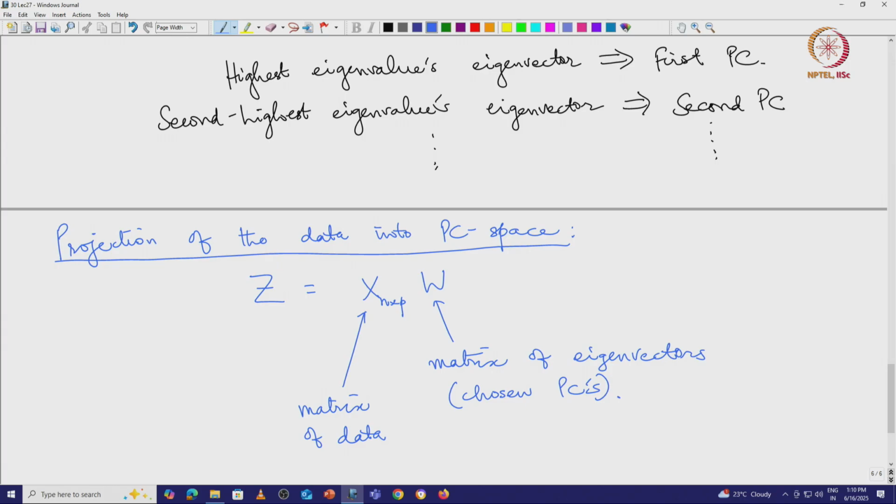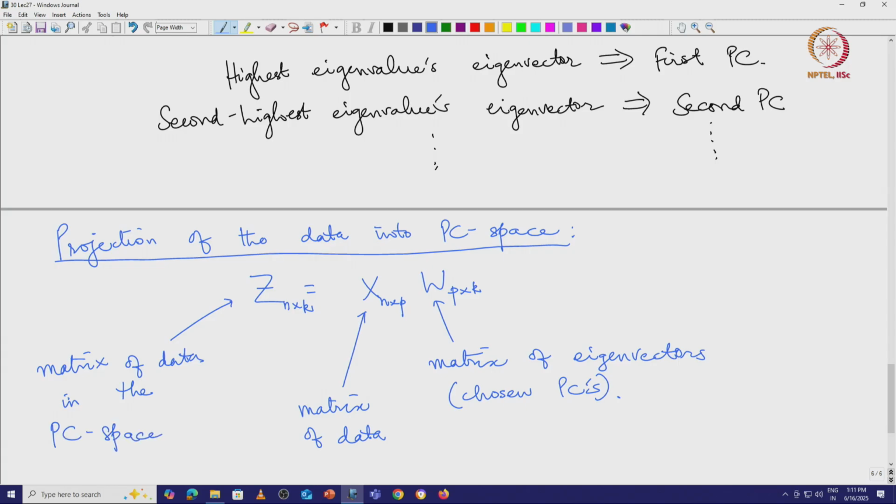The matrix of eigenvectors will be of size p by k, right. If you are choosing only k eigenvectors, each column is an eigenvector, right. So, you will have k columns, but you will have p rows, right, because each of the eigenvectors, each principal component, will have p entries, and this z, right, which will be of dimension n by k, is basically the matrix of data in the principal component space, in the PC space, right.